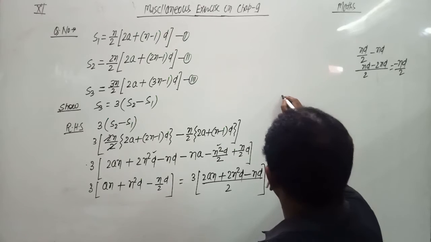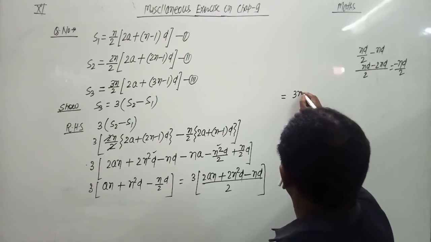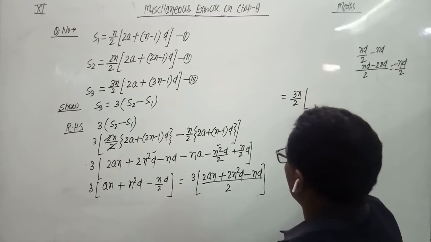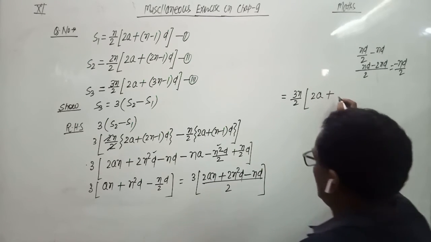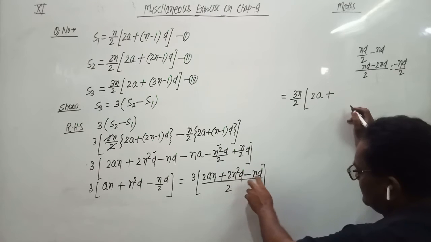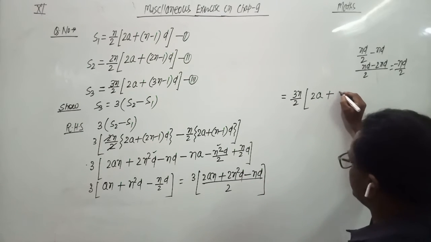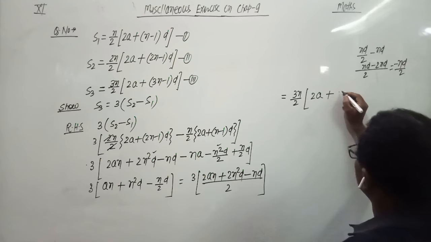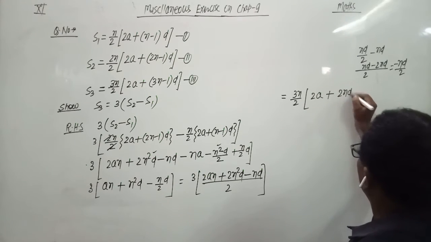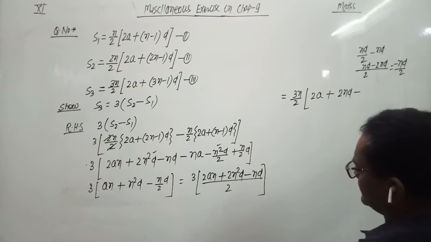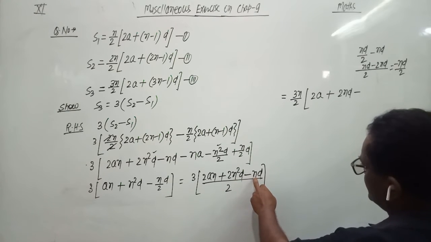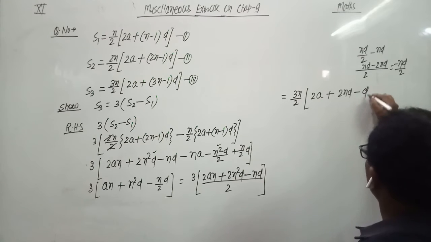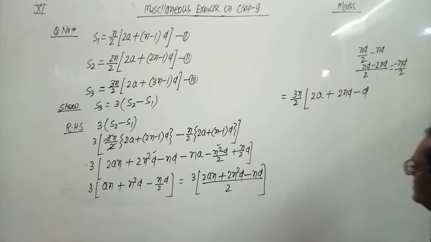So 3n by 2. Here we get 2a plus, we have taken n as common from these two terms, so it remains 2nd minus d. N is taken common. 2nd minus d.